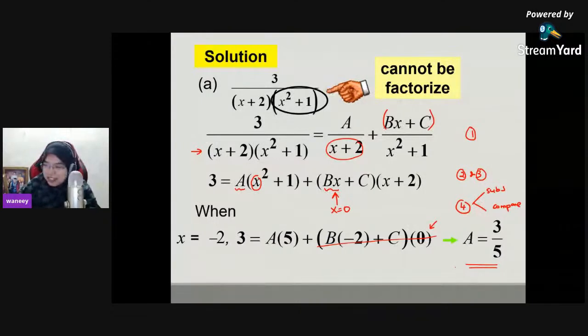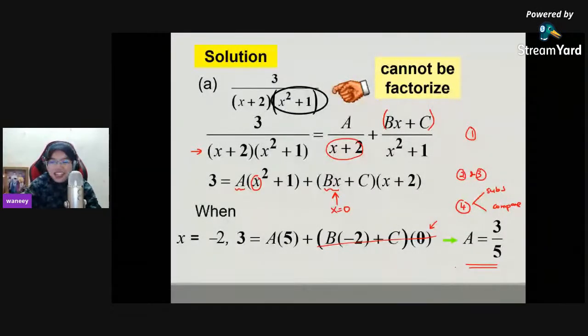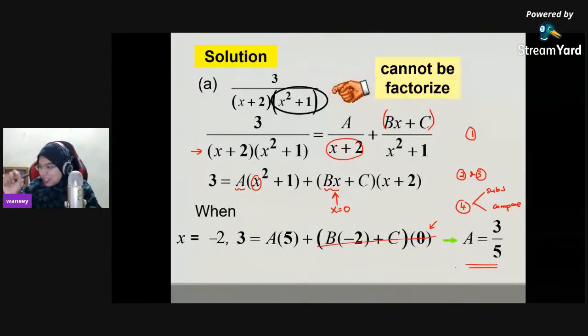Okay, so anyone else? I count until 10, okay? And then later on, I'll give you some answer. 1, 2, 3, 4, 5, 6, 7, 8, 9, 10. Okay, so now I'll give you the answer. So the correct answer is with Khairina and Hui. Yang tu answer dia betul. Yang lain, cuba lagi.